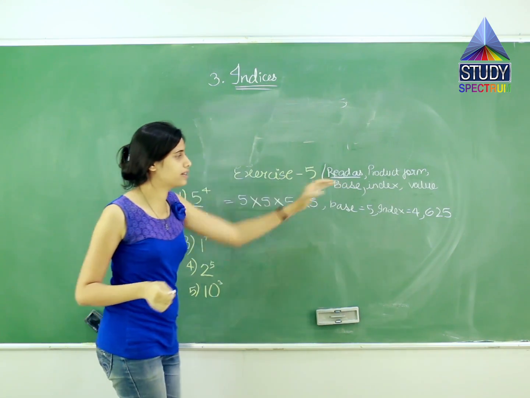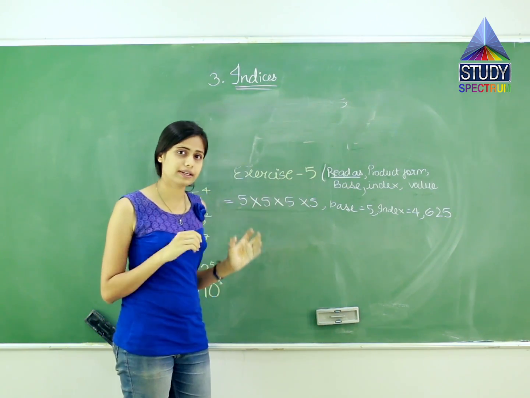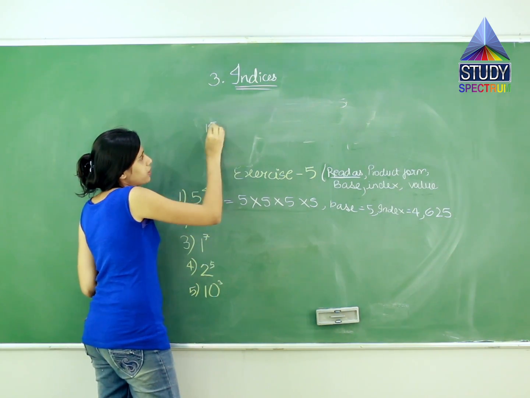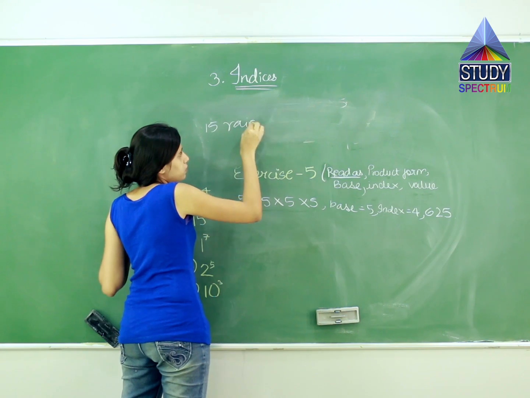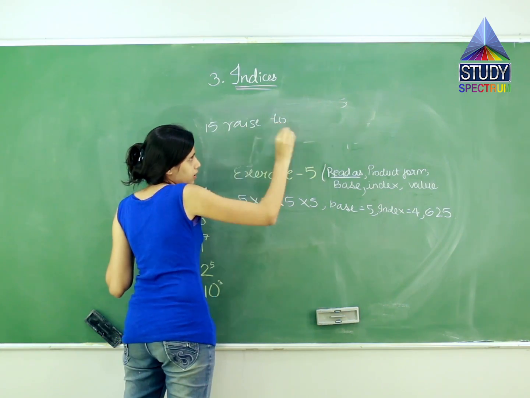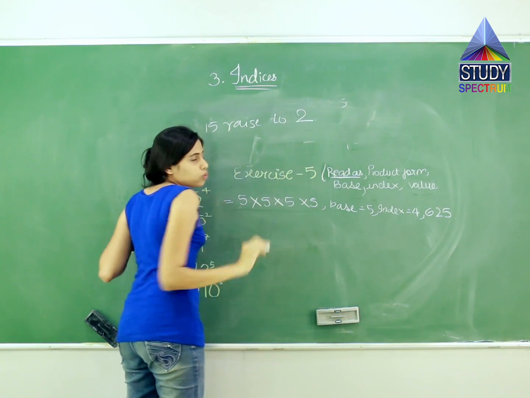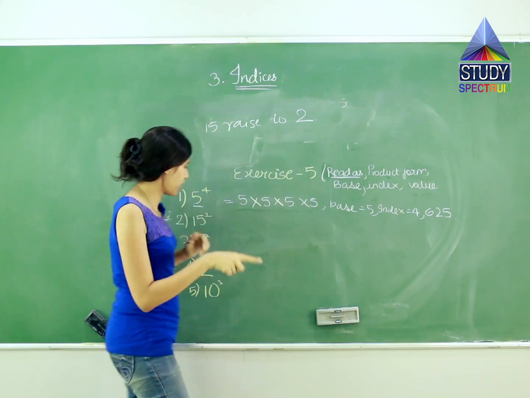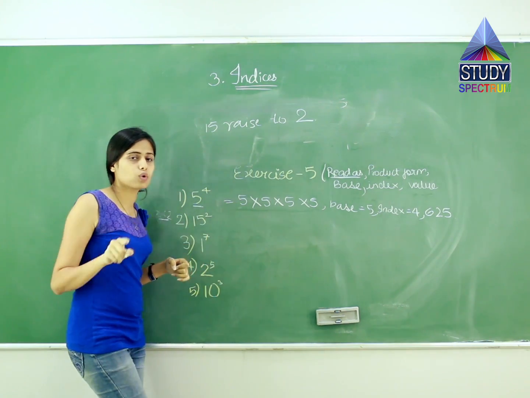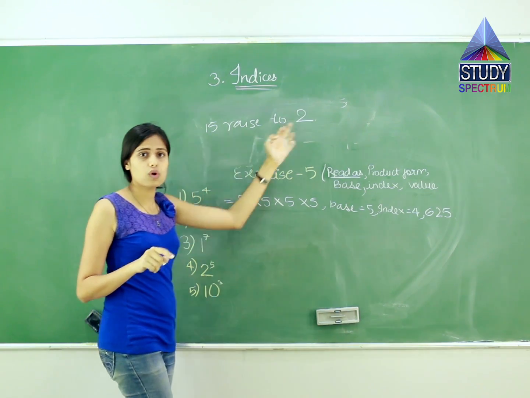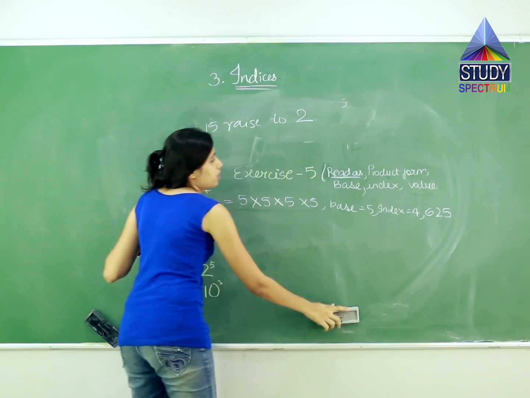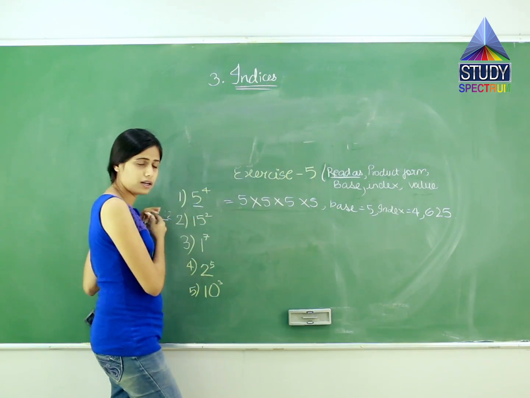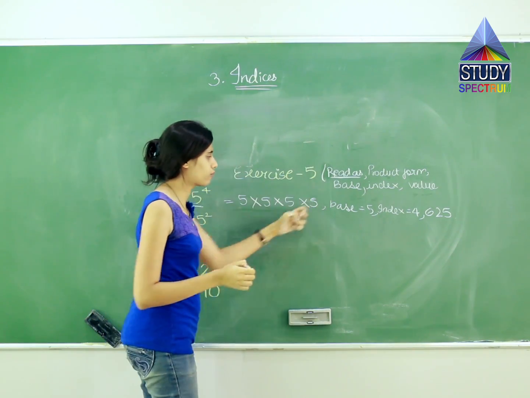Now tell me how it is read. It is read as 15 raised to 2. Don't misunderstand, this is "to" and this is the number 2, because we have 2 in the index form. So it is read as 15 raised to 2. Now tell me what is the product form of this. We have solved over here, right? It is 5 into 5 into 5 into 5 for this question.